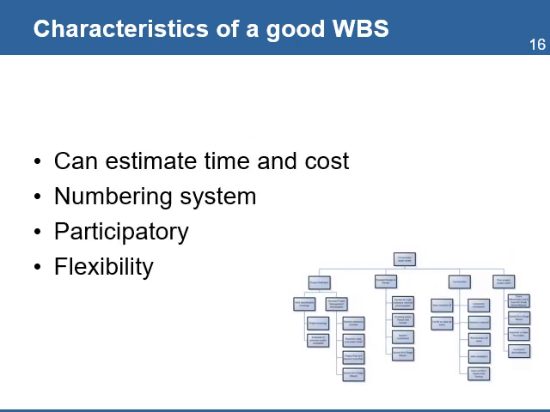Additional characteristics include that the breakdown of the WBS continues until you can estimate with high certainty the cost of the task or activity. It has a numbering system. Each WBS element has an identification number assigned to it. It is participatory. Developing the WBS is not the job of one person. And then the final characteristic is that it needs to be flexible. The WBS should accommodate for changes.